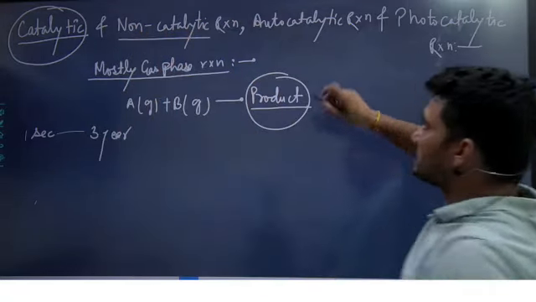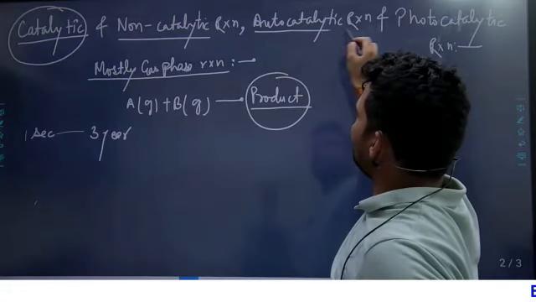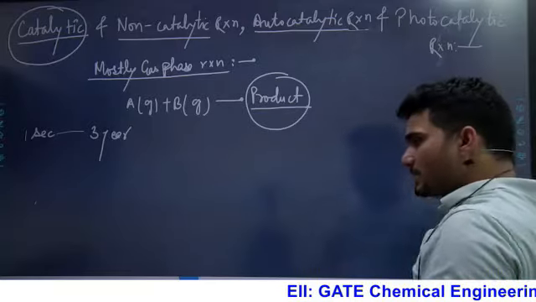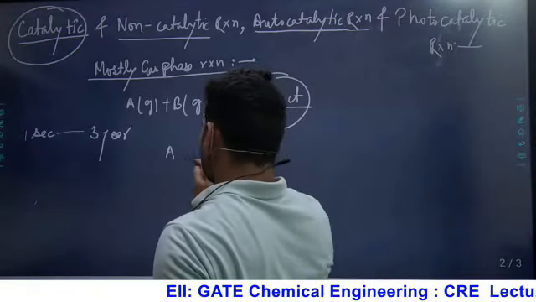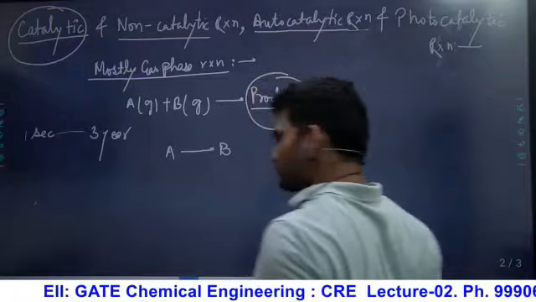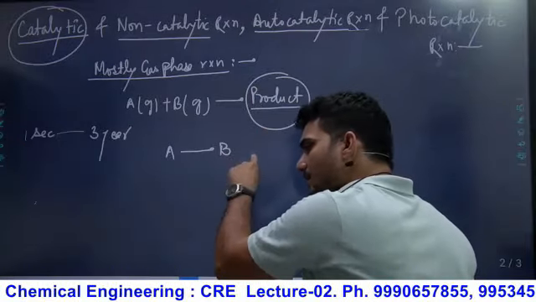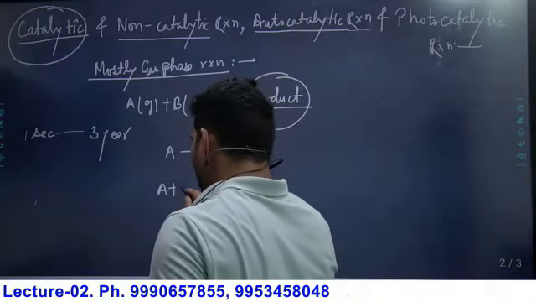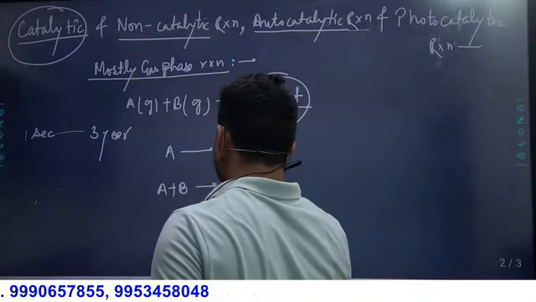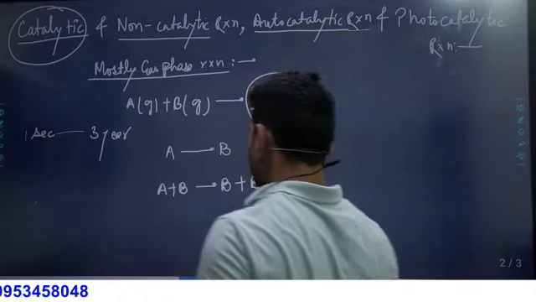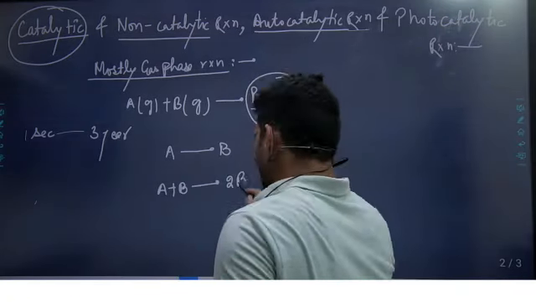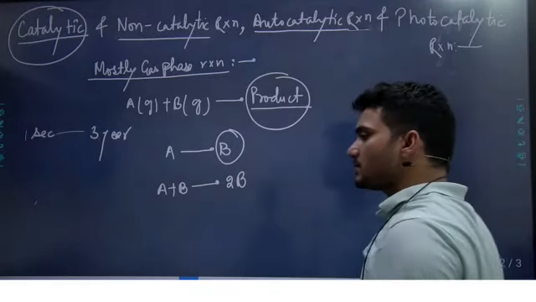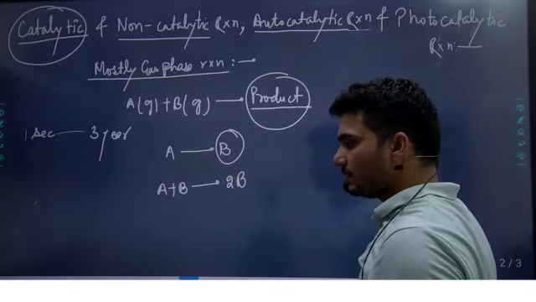After that a question arises, that is the autocatalytic reaction. In this case, what will happen? Suppose A gives product B. This product behaves like a catalyst, so it will increase the production of more B, that is B plus B, or you can say 2B. So one of the products behaves like a catalyst. Such a reaction is called an autocatalytic reaction.